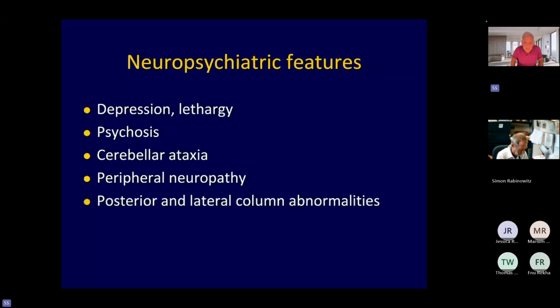The neuropsychiatric features, again, certainly in children, they develop a profound irritability, but a whole host of problems, often related, again, to vitamin deficiency, may result in patients with the disease.